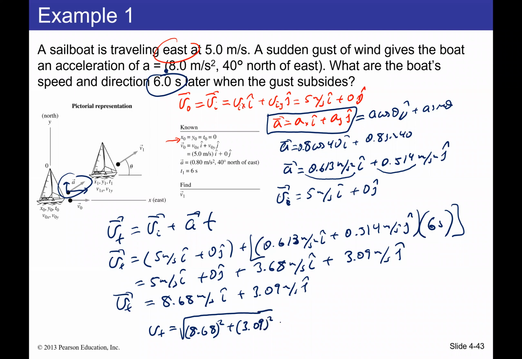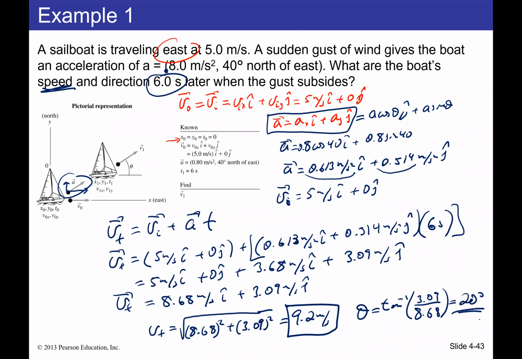That means using the Pythagorean theorem to find the magnitude, which is going to give me 9.2 meters per second. So that's the magnitude, that's the speed, right? Because we were asked for the speed. And I can use the inverse tangent to find the direction, which is 3.09 divided by 8.68. So I get 20 degrees. That means it's 20 degrees, you can say north of east. Okay, and that's my answer.